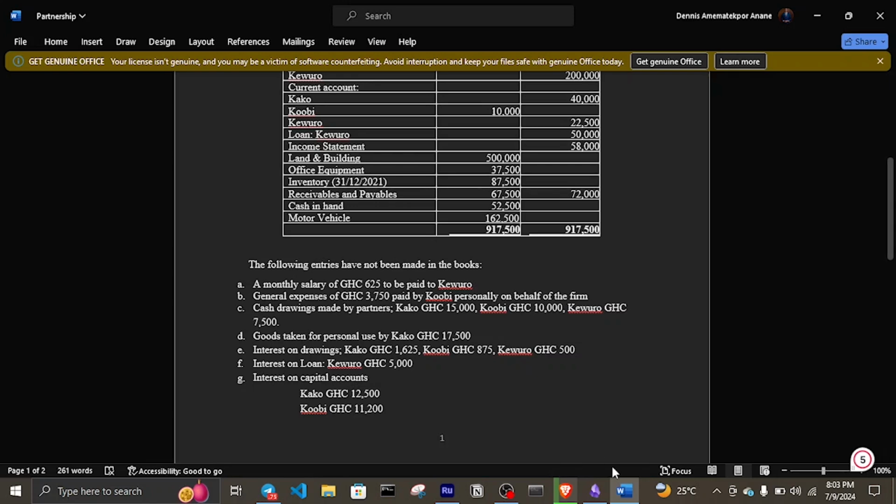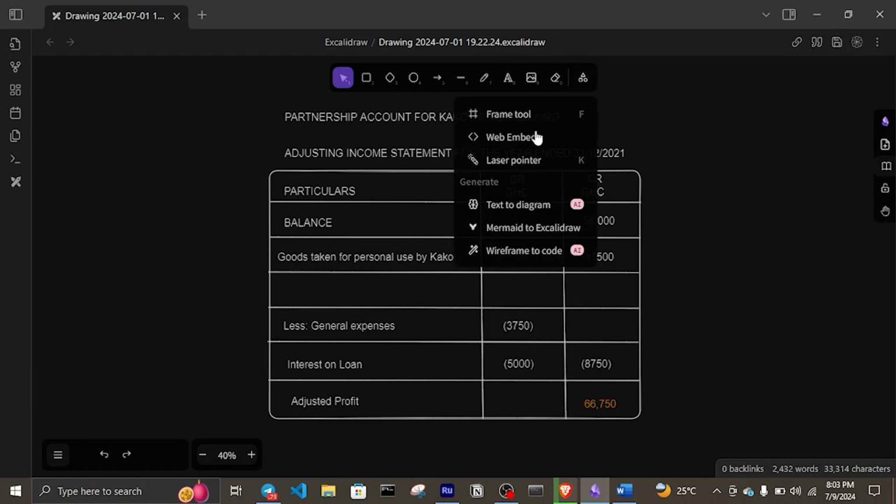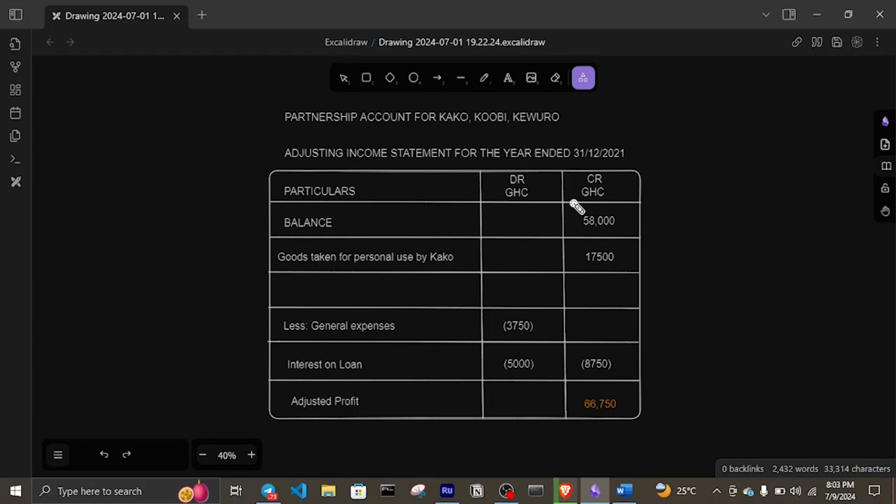So inside our books, you see adjusting income statement for the year ended 31st of December 2021. The balance from our income statement was 58,000 Ghana cedis. So we are going to add that. Goods taken for personal use by Kako is 17,500 cedis. So again, we are going to add to our profit.